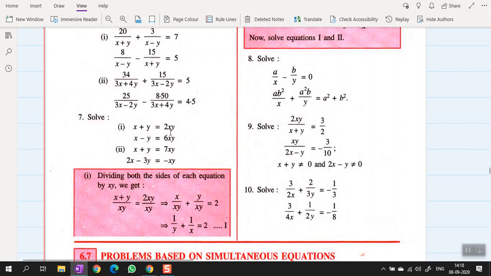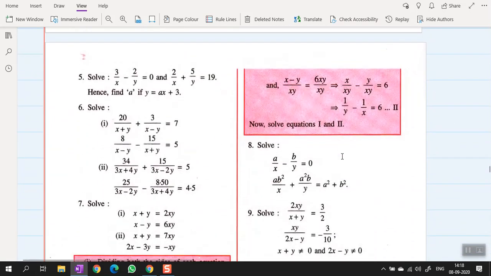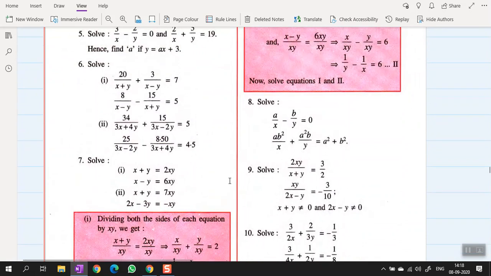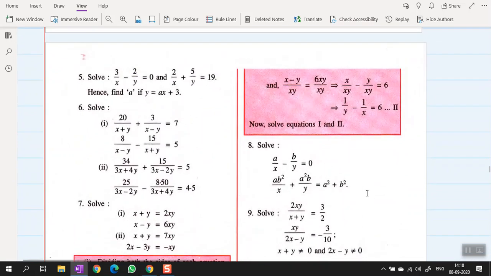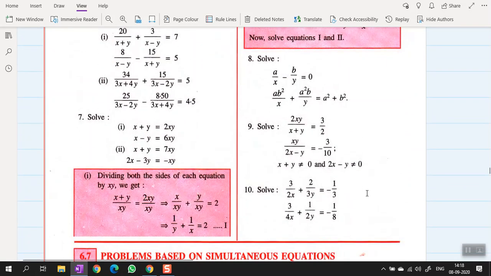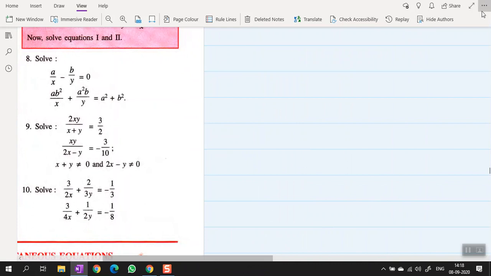Question number 7 has got xy on the right hand side. So they have given a hint over here. If you divide both the sides of the equation by xy, you get new equation, which is 1 upon y plus 1 upon x is equal to 2. And 1 upon y minus 1 upon x is equal to 6. And then you can solve these new equations. So seventh question hint is given to you. I'm much more interested in solving the question number 8 because that looks little different. Let's do it.